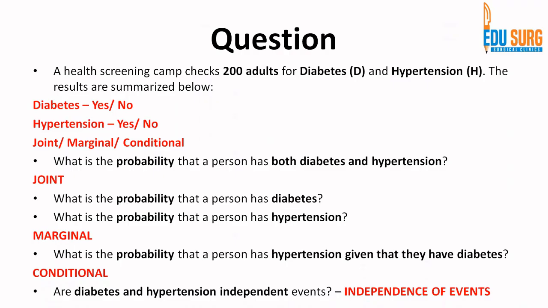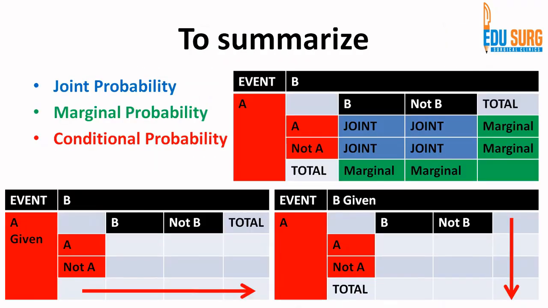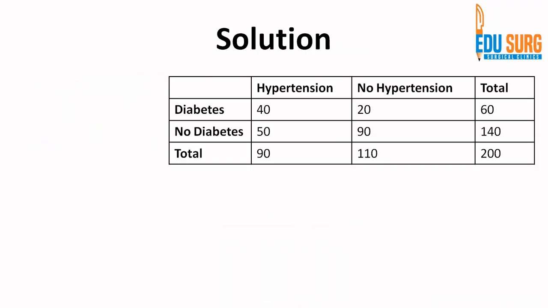So I've given you a hint. Try to solve the question on your own based on the concepts that we discussed in the previous video. You can pause the video here, and once you have solved the question, you can go to the next slide. So we will see all these answers one by one. Just to summarize the previous video, we know that the inner cells are joint probabilities, the margins are marginal, and the conditional probability is based on what is given and what is to be found, right?